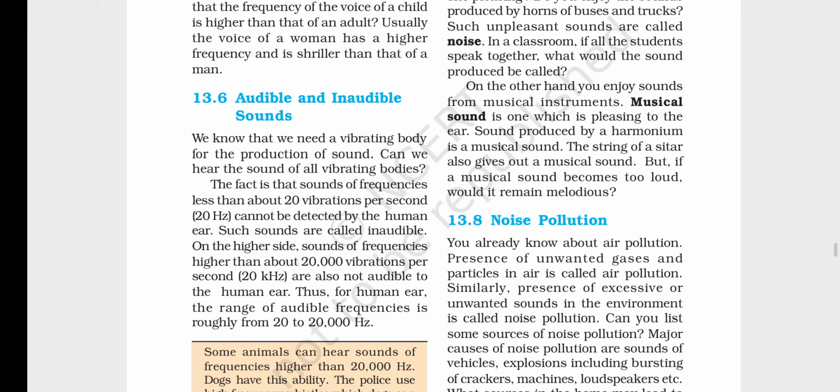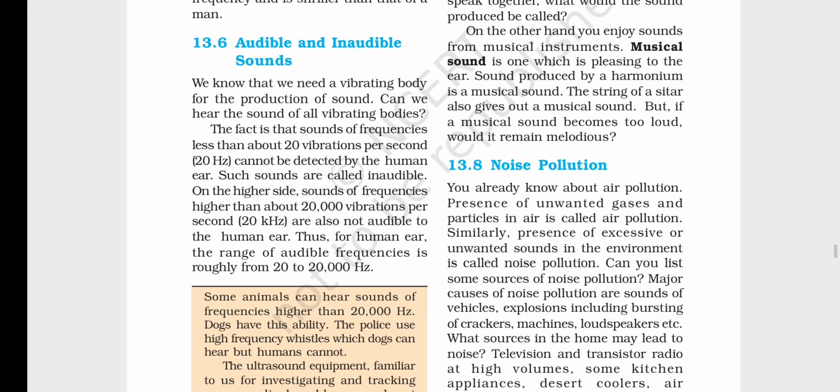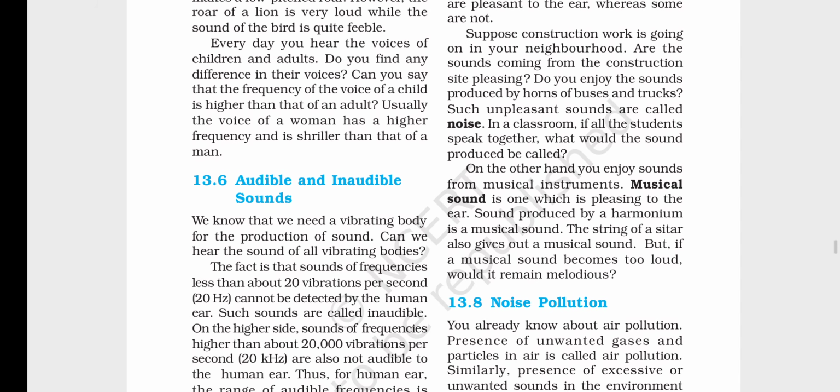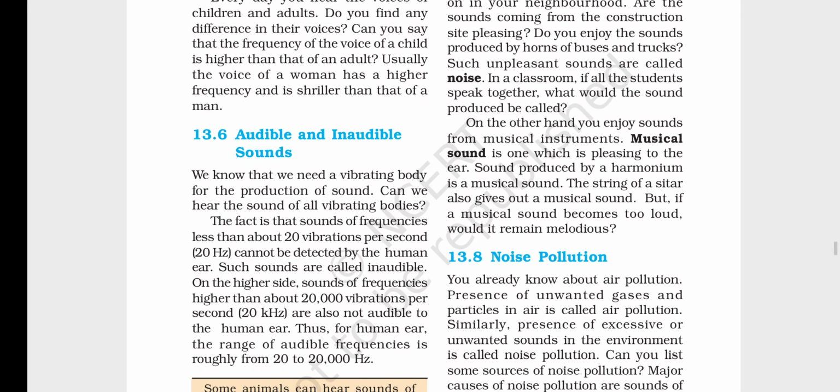Yes, usually the voice of a woman has a higher frequency and is shriller than that of a man. So, we come to know how sound is produced and what the factors responsible for sound are.